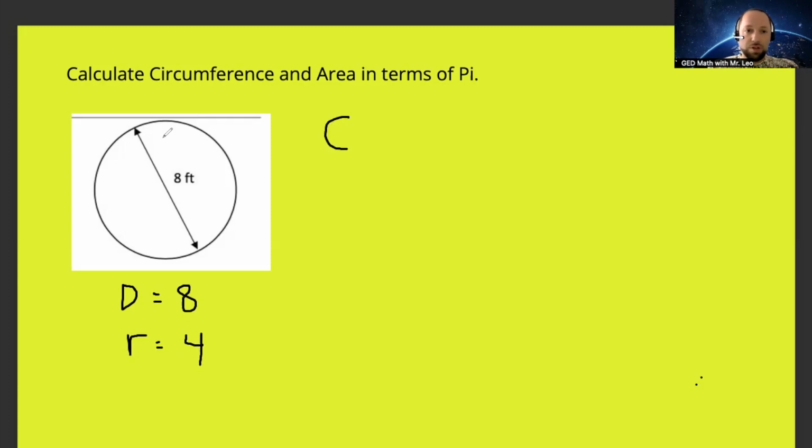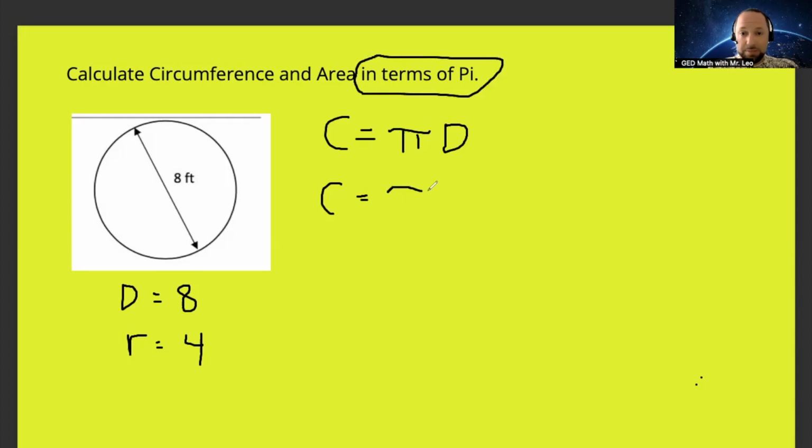Circumference. Well, since I have diameter, I'm going to use the diameter version. C equals pi times diameter. You ready? We're almost done. Okay. What do you do with pi? I told you, leave it alone. In terms of pi means leave the symbol alone. The diameter is what? It's 8.